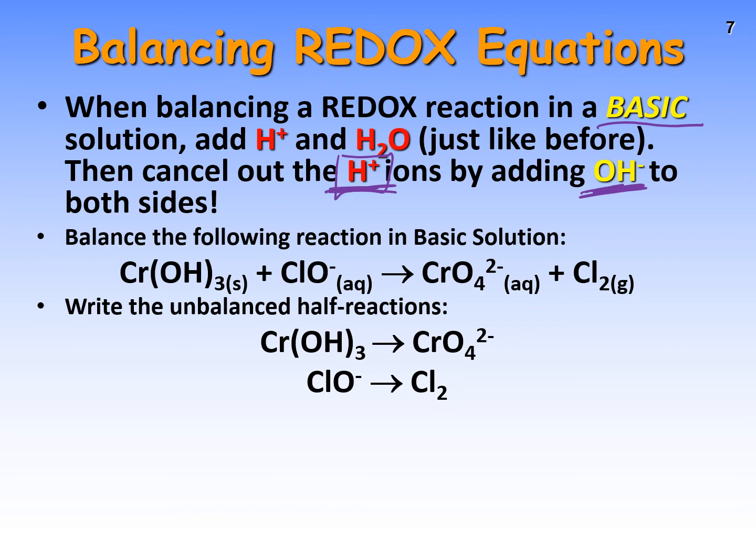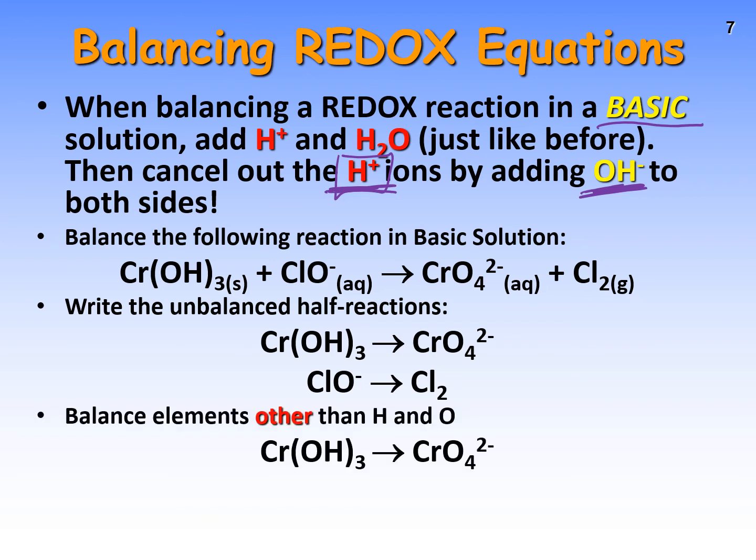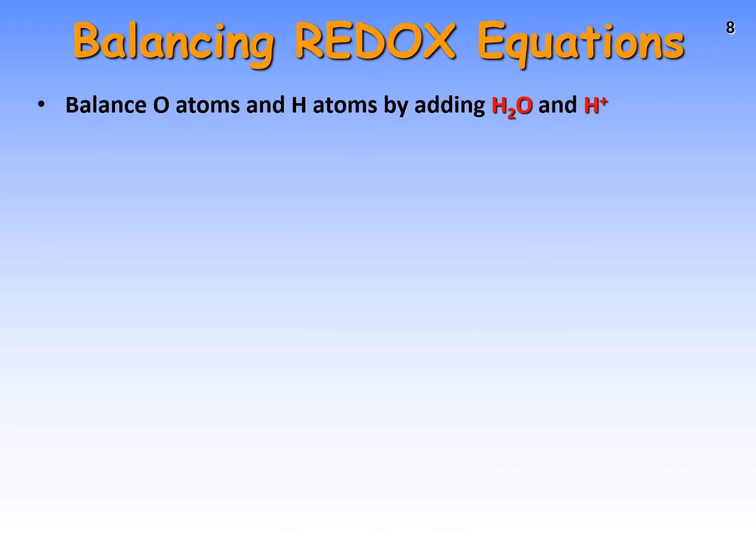Now, the next step is to balance these. First I have to balance chromium, but there's only one chromium on both sides, so we're good. Next, we're going to balance Cl. I have 2 Cl's here, so I need to put a 2 in front of ClO- to give me 2 Cl's on both sides. Next, we're going to balance oxygen and hydrogen atoms by adding water and then hydrogen ions, respectively.